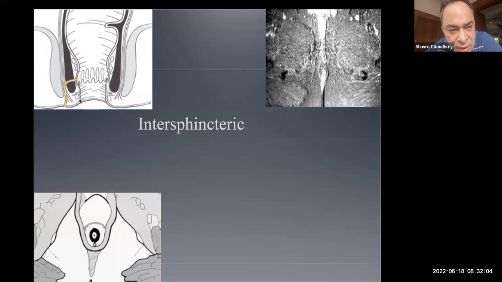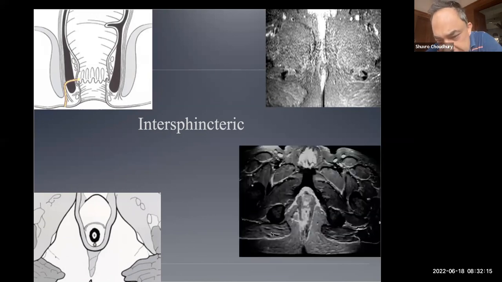But on a coronal, you will see a line. You will see a line like this. On axial, you will actually see a little dot. Have I got a picture? Yeah. So see, you will just see a little dot. This is almost within the body of the internal sphincter. So it is certainly inside the internal sphincter. So this little tract, this is an intersphincteric fistula.